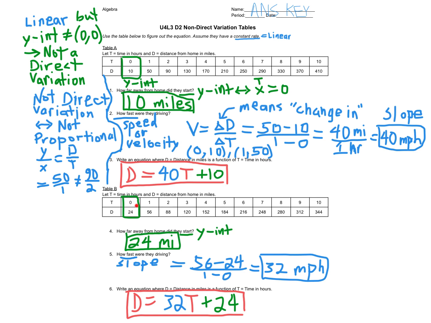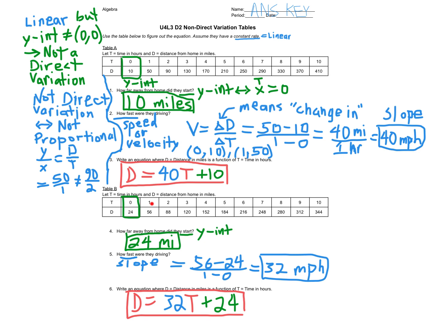My starting from home at time 0 is 24, so 24 miles is my answer for number 4. How far away from home were they when they started? How fast are they driving? Again, that's the idea of slope. How many miles did they go? So from 24 to 56 is 32 miles.